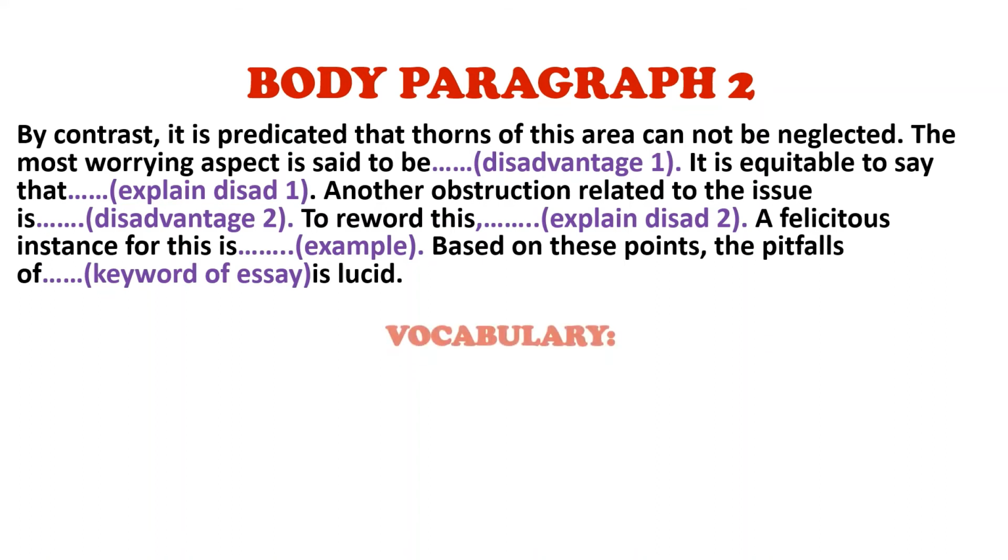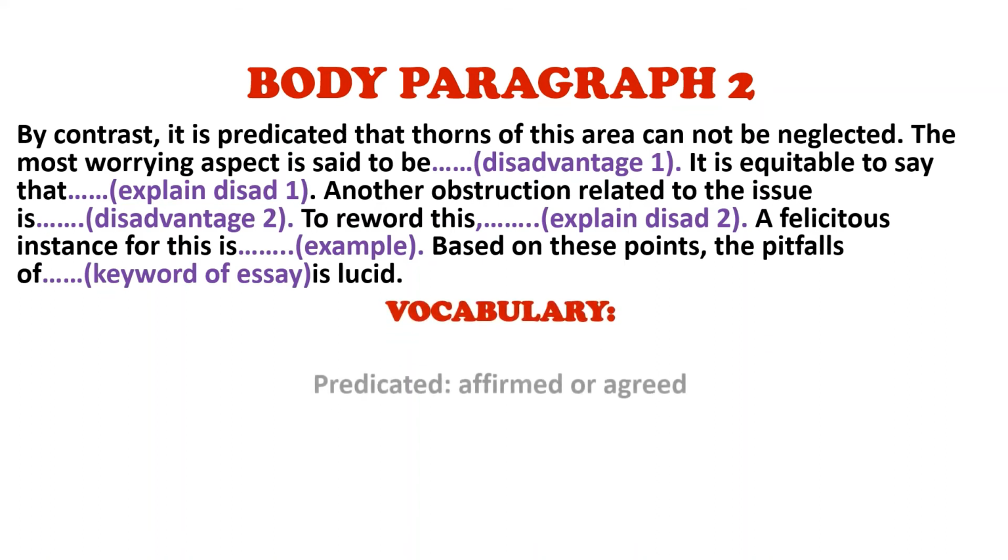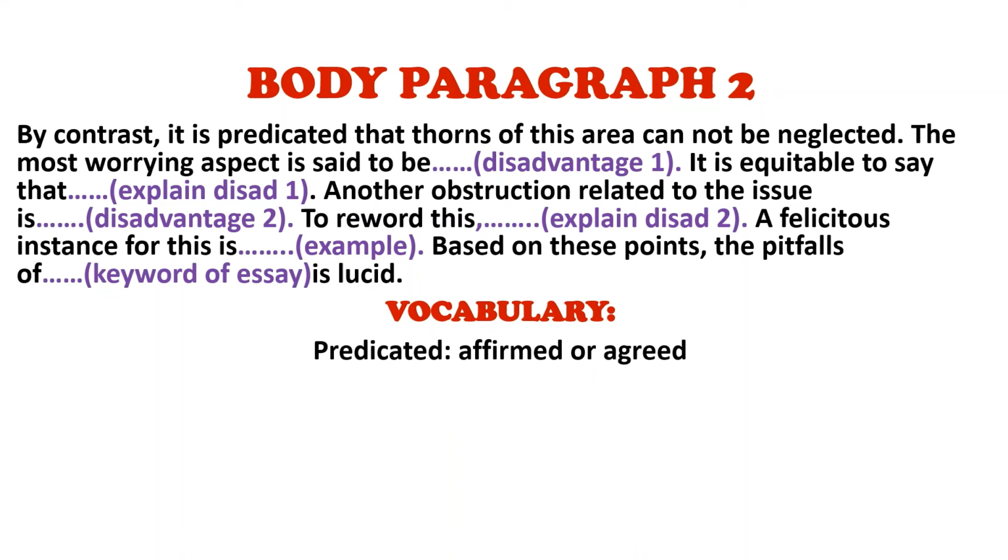So, by contrast, it is predicated that. Predicated means affirmed or agreed. So it is agreed that thoughts of this area cannot be neglected. That is, by contrast, it is affirmed, it is agreed that the negatives, the obstacle, the hindrance, the cons of this area, that is learning art, cannot be neglected.